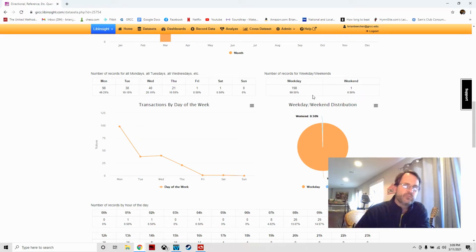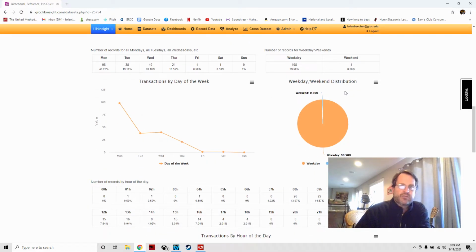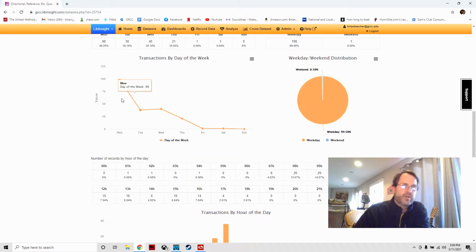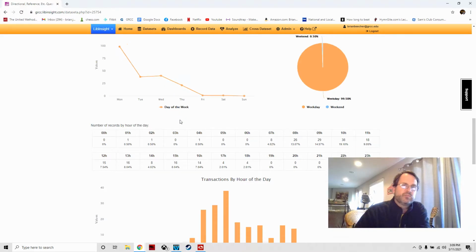This is another way to look at weekdays versus weekends. Now we do have some Saturday hours, or we will have some Saturday hours, I should say, when we go back to in person. But this will be interesting to see how this changes through time. This is another way to look at the data, the transactions by day of the week. So Monday, this is a line graph by day of the week. So Monday 98. So it's just another way to see the data, again, to show when we're busy.